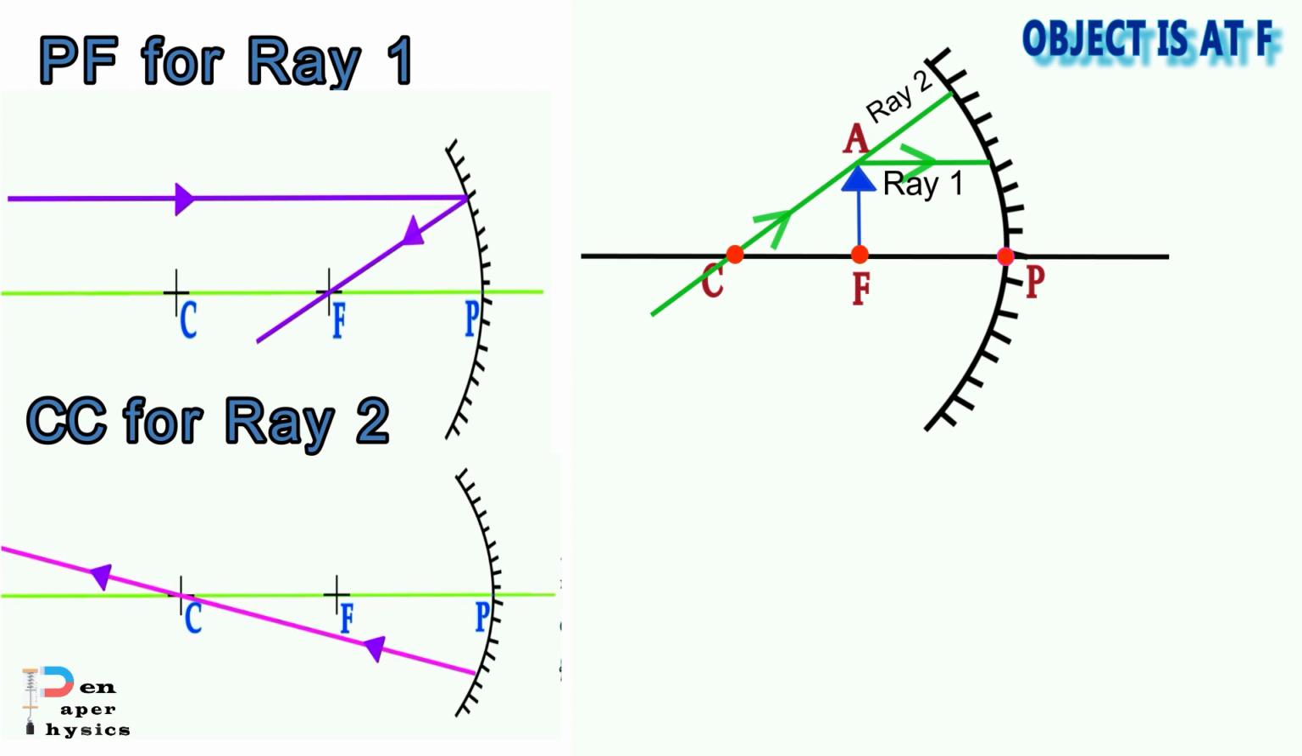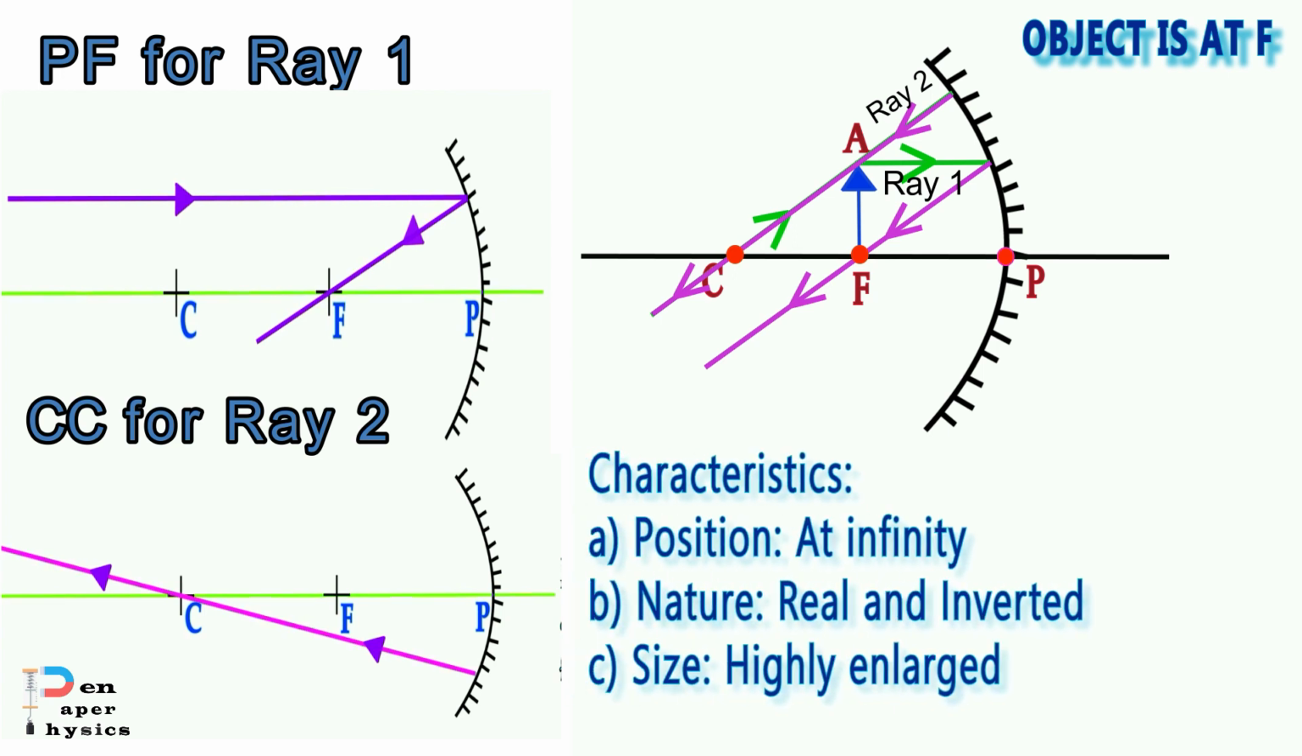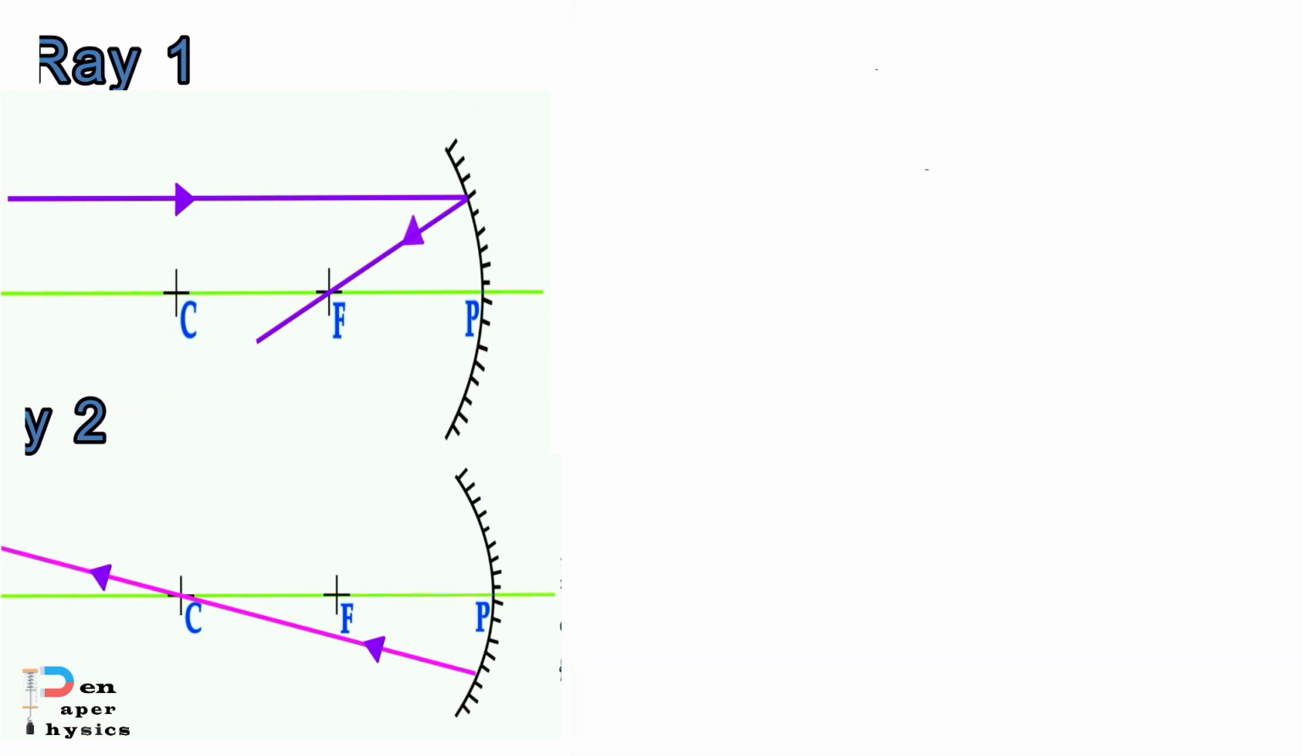So we will draw a ray passing through focus, and in case of ray 2, we will just give the reflected arrows. So what are the characteristics that we are getting over here? The reflected rays are parallel to each other, so we assume that they will meet at infinity. So the position of the image is at infinity. Now since we are assuming that they will actually meet at a point, the image is real and inverted, and since the image is produced at infinity, we consider it to be a highly enlarged image.